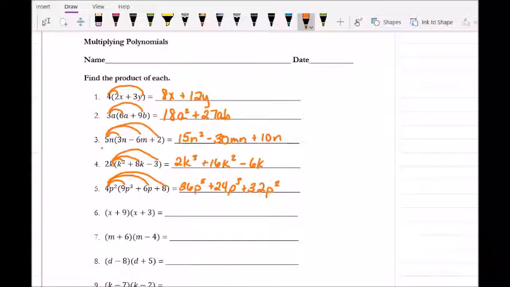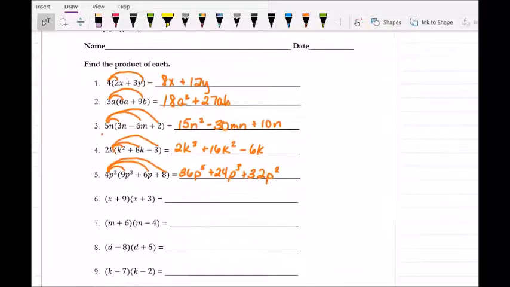Okay, so what we did there in those first 5 questions was multiply a monomial by a binomial or a trinomial. And you can also use that same method if there were more terms. If you had 4 terms, 5 terms, you just keep distributing. Okay, number 6, what we have now are 2 binomials that are being multiplied.